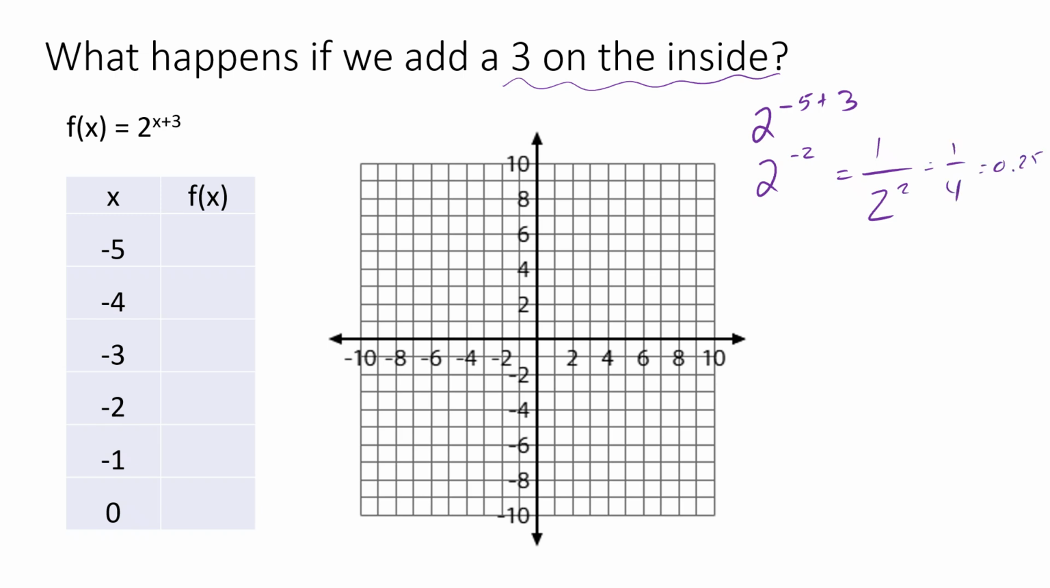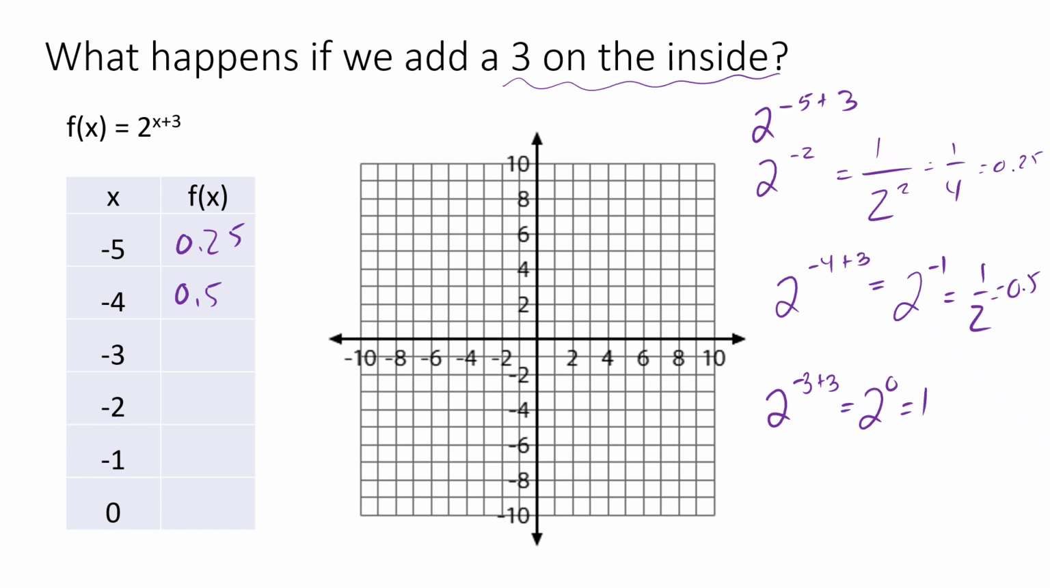Oh, wow, that looks familiar. We have the 0.25, except instead of getting the 0.25 at -2, I am getting it at -5. And you can probably figure out what's going to happen next. We have -4 plus 3 is -1, so that's 1 over 2 or 1/2. But instead of getting that at the -1, we're getting it at -4. When I plug in a -3, well, -3 plus 3 is 0, and 2 to the 0 is 1. And we're still noticing this, we are doubling it every time.